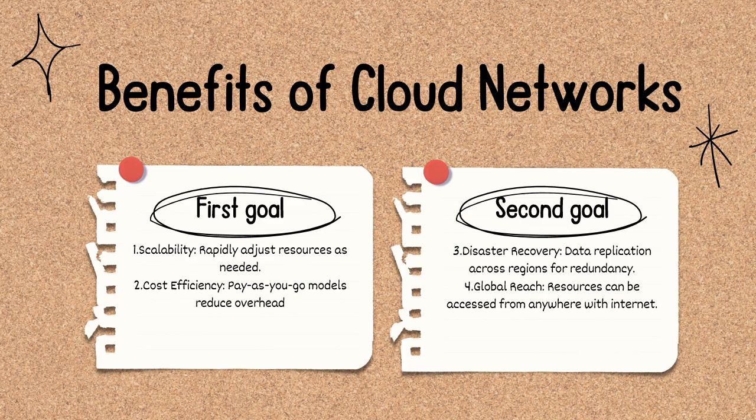Global reach says that resources can be accessed from anywhere with internet. If we have internet facilities and we have our data on the cloud, from any part of the world we can access that data using the internet.